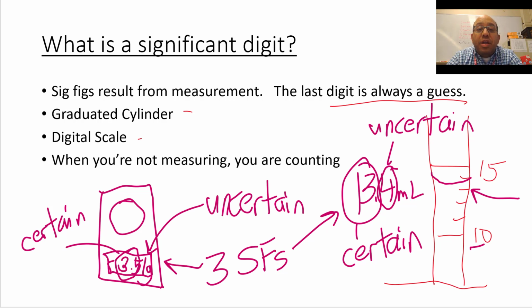But when you're not measuring, like when you want to say how many cars are in a parking lot, you can actually count them. You're not using a measuring device or a ruler, for example, to say how long a car is to see that there is a car. In that case, you're counting. When you count, it's an unlimited number of sig figs. Infinite number of sig figs when you count something. You should remember that for the quiz.